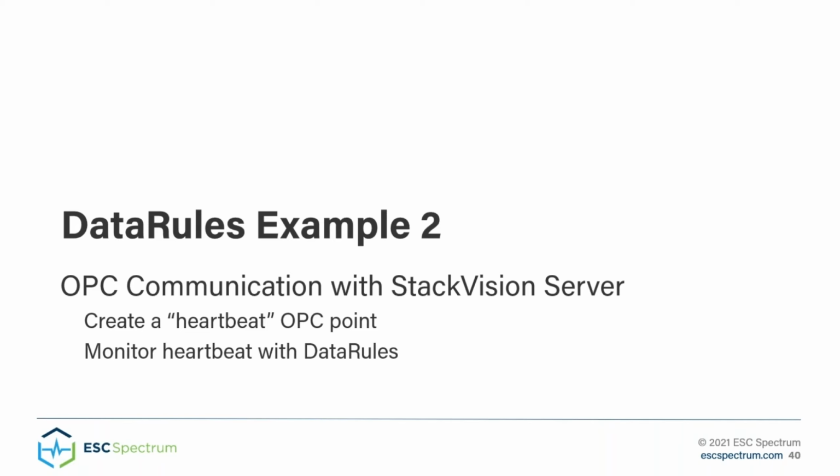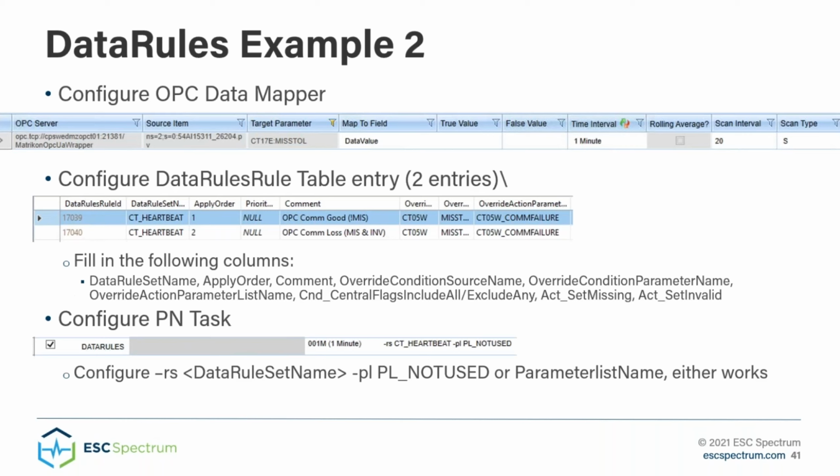A good example is using a heartbeat parameter to monitor the communication with the OPC UA server and the StackVision server. First, you configure your heartbeat parameter in the data mapper. Then you configure your data rule table. In this example, we have one row to indicate that everything is good, and then we have another row that indicates everything is bad. And we'll be filling in these columns. I'm not going to read them out to you. And then we're going to configure our process now task as such.